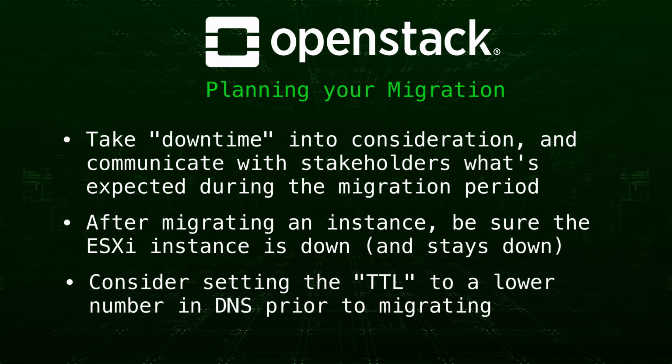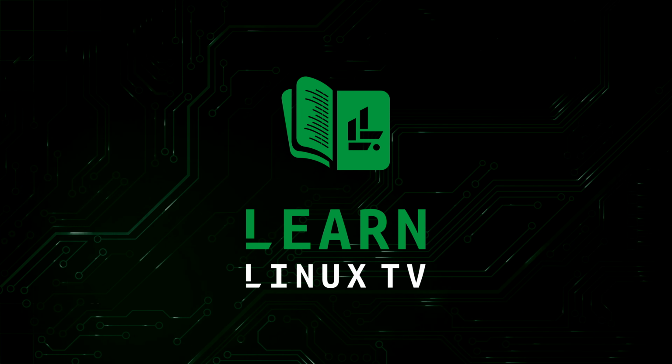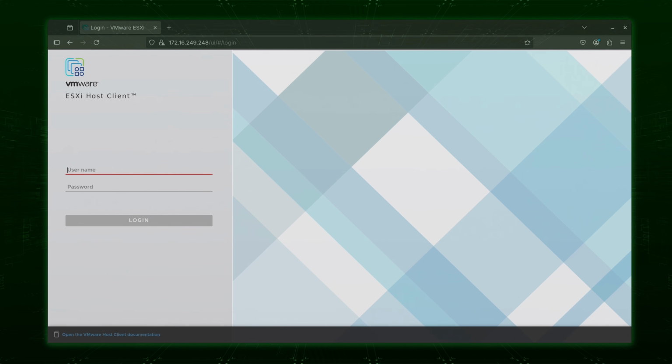What we'll do is migrate a Debian VM that I set up on ESXi, and then we'll migrate it to OpenStack. In this section, we're going to see the process of migrating a virtual machine from ESXi to OpenStack, and we'll start the process on ESXi. And here I've set up an ESXi server to show as an example.